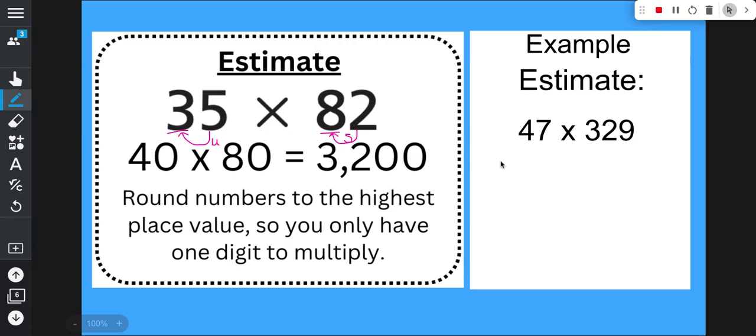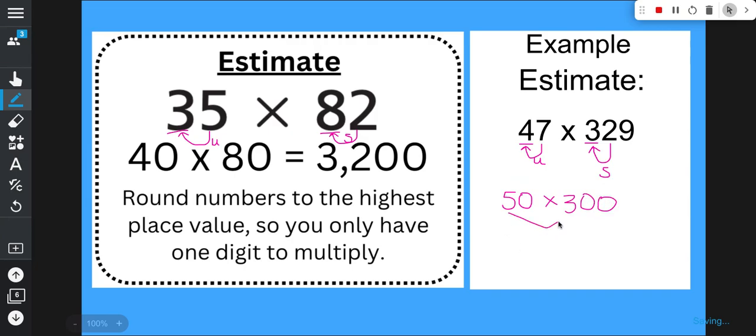In this case, our example has one number in the tens digit, one number in the hundreds digit. We still only want to have 1 digit, so we're still going to round to the highest place value in each of the numbers. In the first one, it is the tens digit. The 7 is going to tell the 4 to go up, so that is going to become 50. And in the next one, the 3 is in the highest place value. The 2 is going to tell it to stay. So I'm going to end up with 50 times 300.